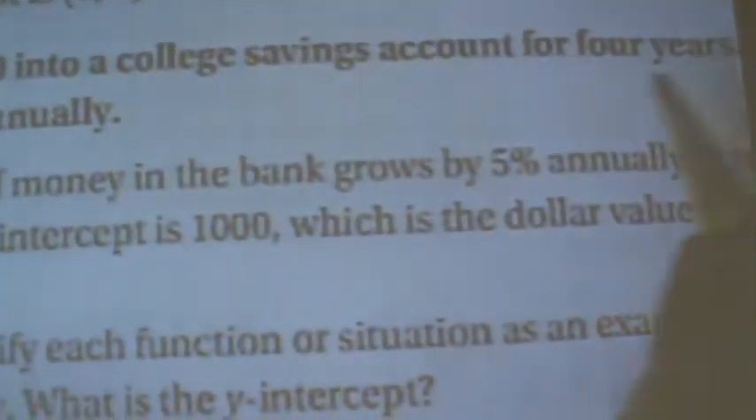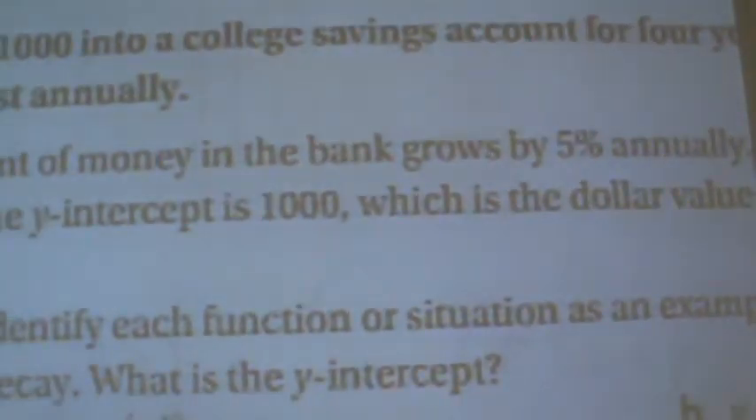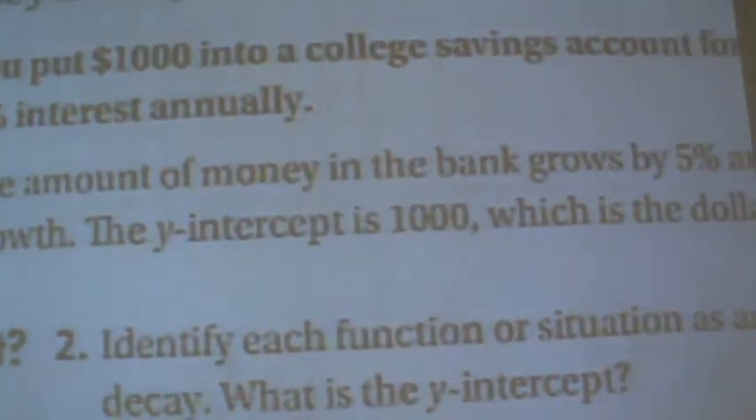If I give you $1,000 to put in a college savings account for a certain number of years, and you're earning interest, what do you think is going to happen to your money? Is it going to go up or down in value? You're earning interest. The bank is paying you. It's going up, right?